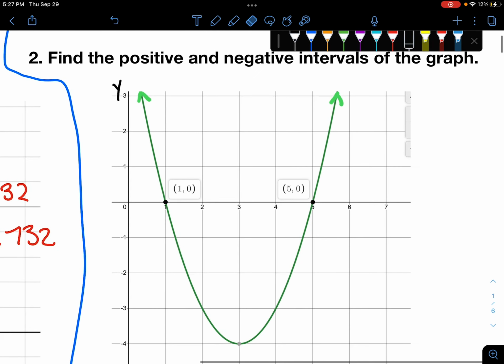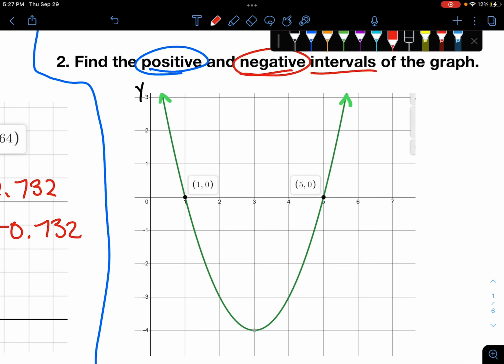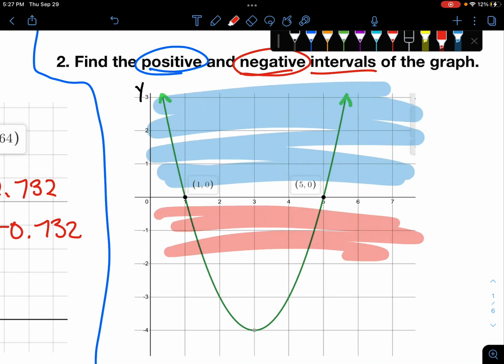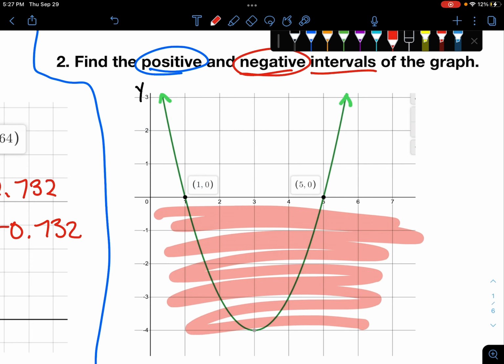So we need to know the positive and negative intervals. I will color positive with blue, negative in red. Positive intervals are above the x-axis, the negative intervals are below the x-axis. Okay, so we're going to start with the positive interval.